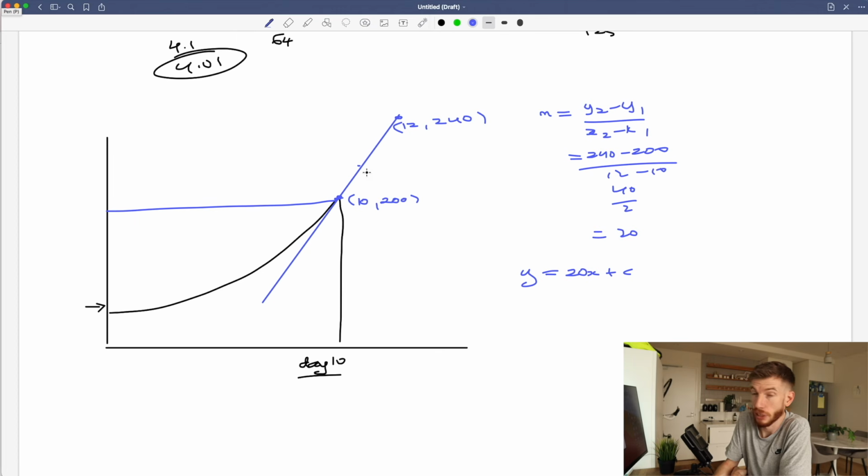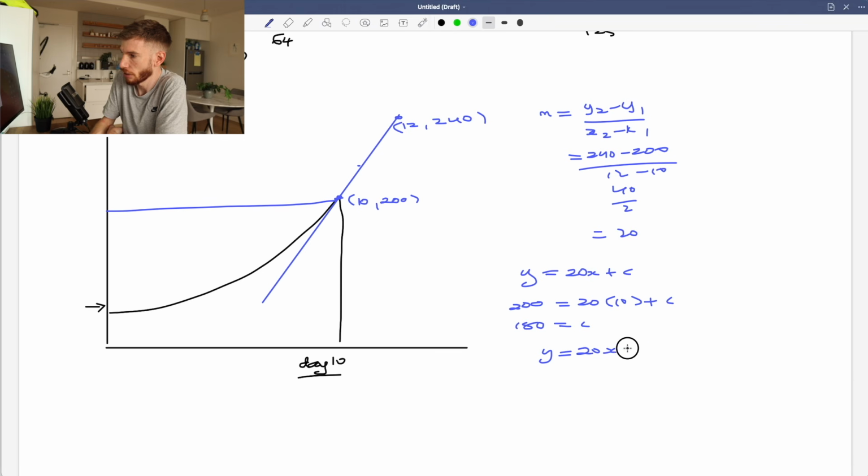And we need to sub in a point to solve c. So I like to sub in the lower points. So we're going to sub in 200. It's 20 times 10. That'll force out c, and we get 180 for c. So then we've got y equals 20x plus 180, and then we can extrapolate that and put in day 20 at that point, as the question would have asked. And then we get 400 plus 180, or 580 particles.